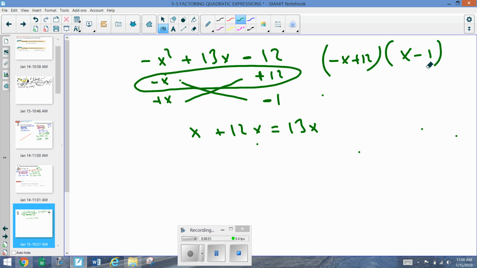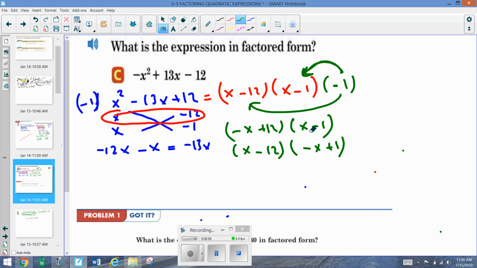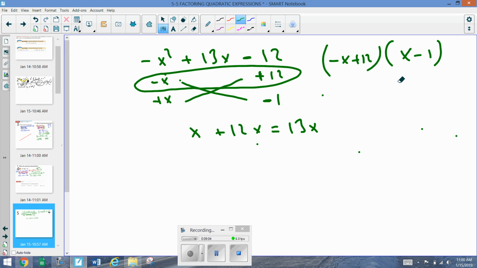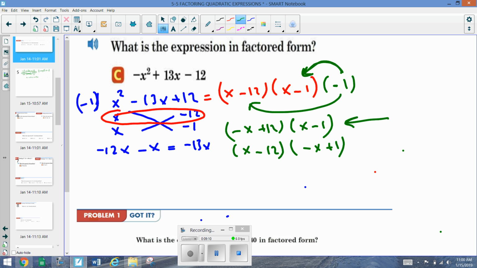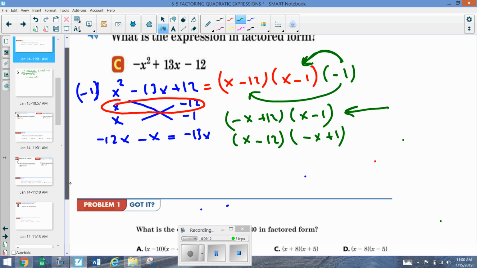So we don't have to multiply by negative 1 because we didn't multiply it. Is that the same answer as the previous one? Yes, negative x plus 12. It's the same as this one: negative x plus 12 and x minus 1. Okay, either one is correct. Now, if you understood, you are expected to solve the next question.